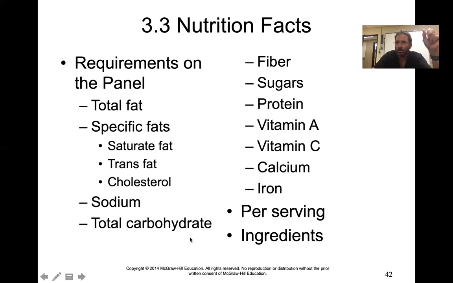Depending on your activity level, your age, you may need those. Right? So fiber, sugars, protein, vitamin A, C, calcium, and iron are all important things to be on the label. Serving size, and then ingredients. All right. And once again, I read the ingredients.